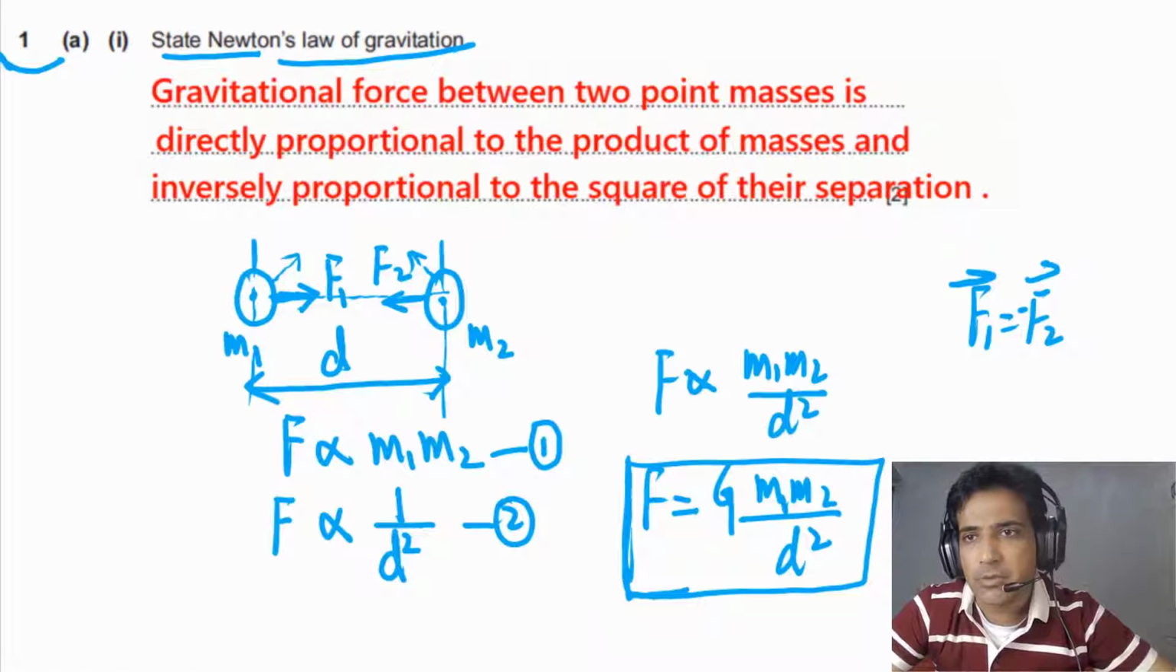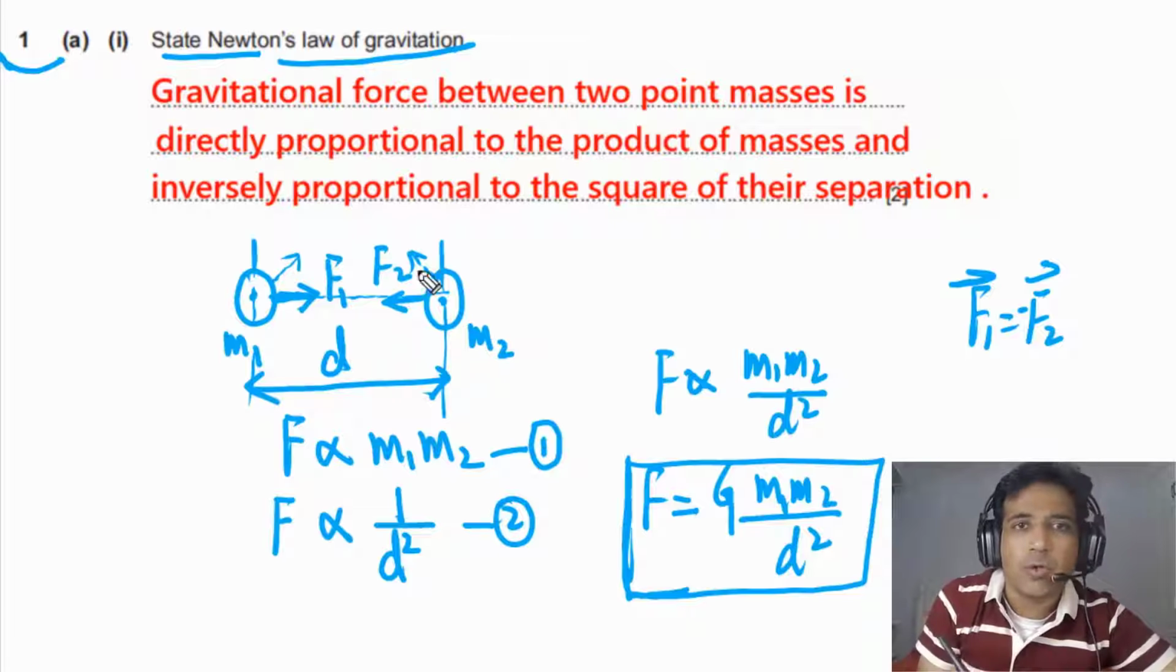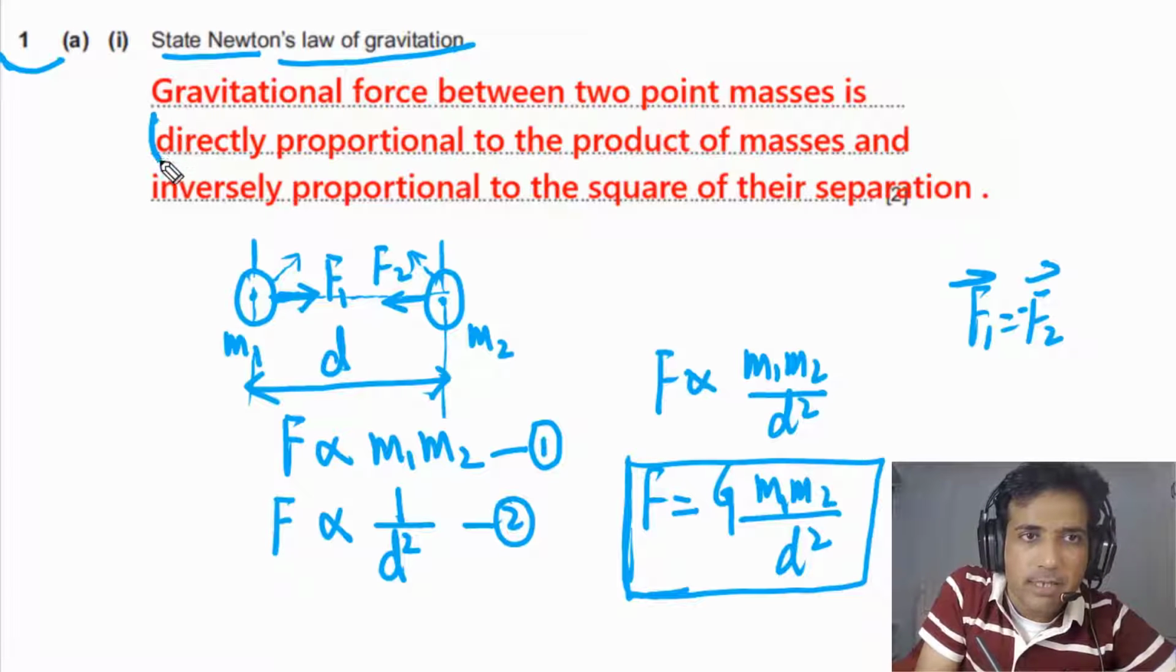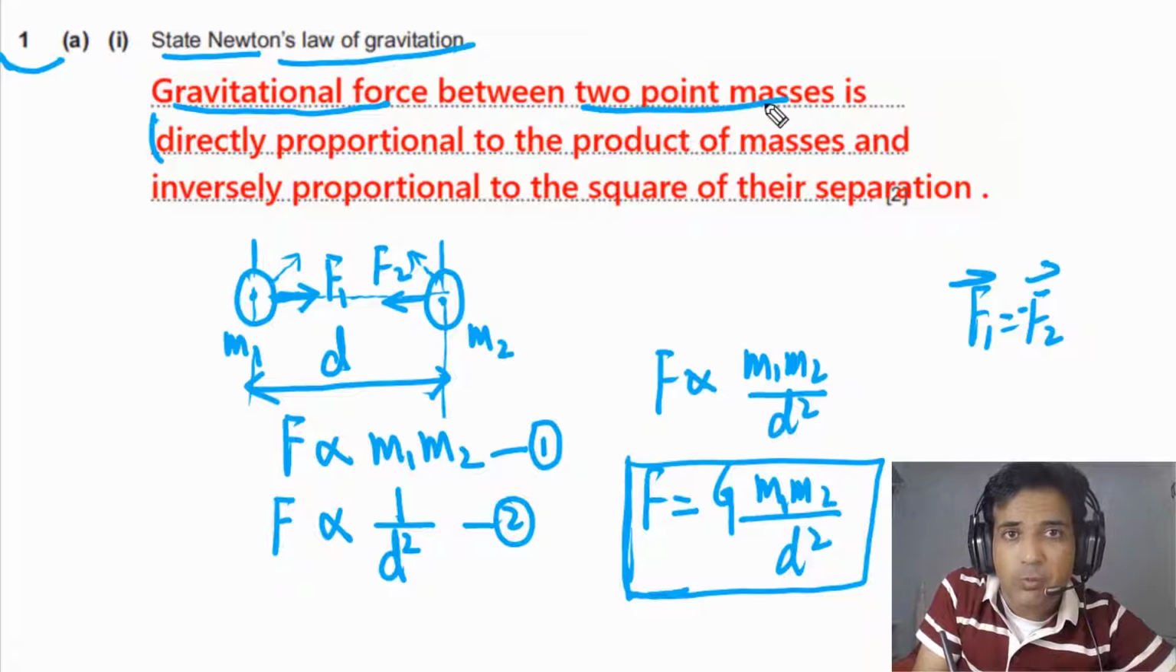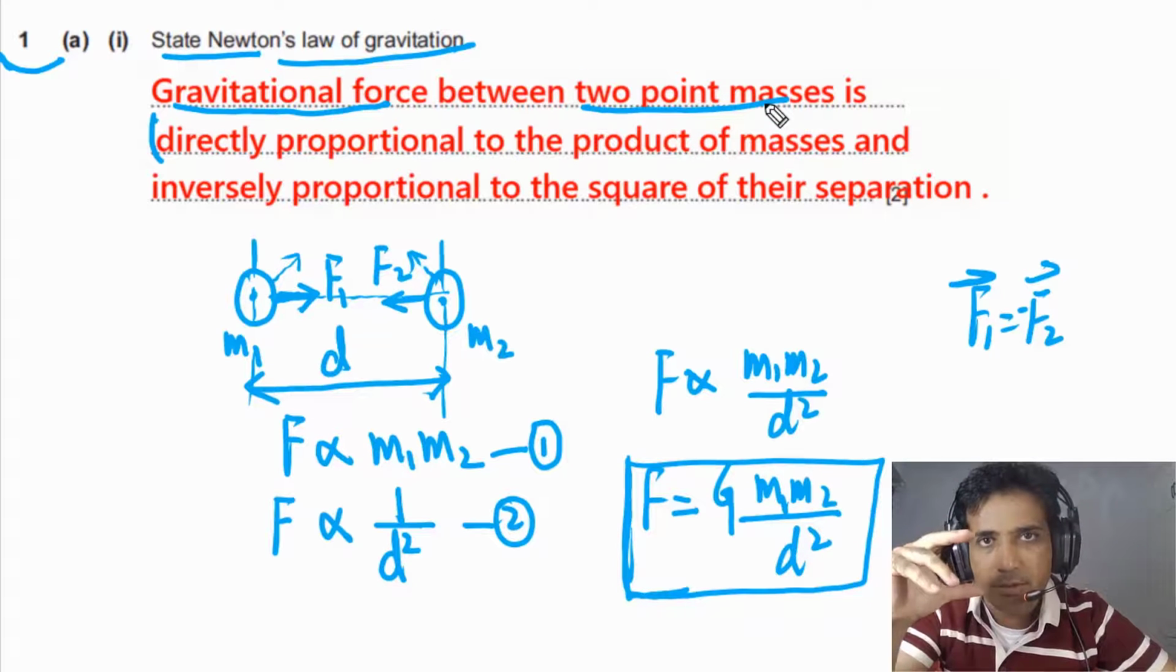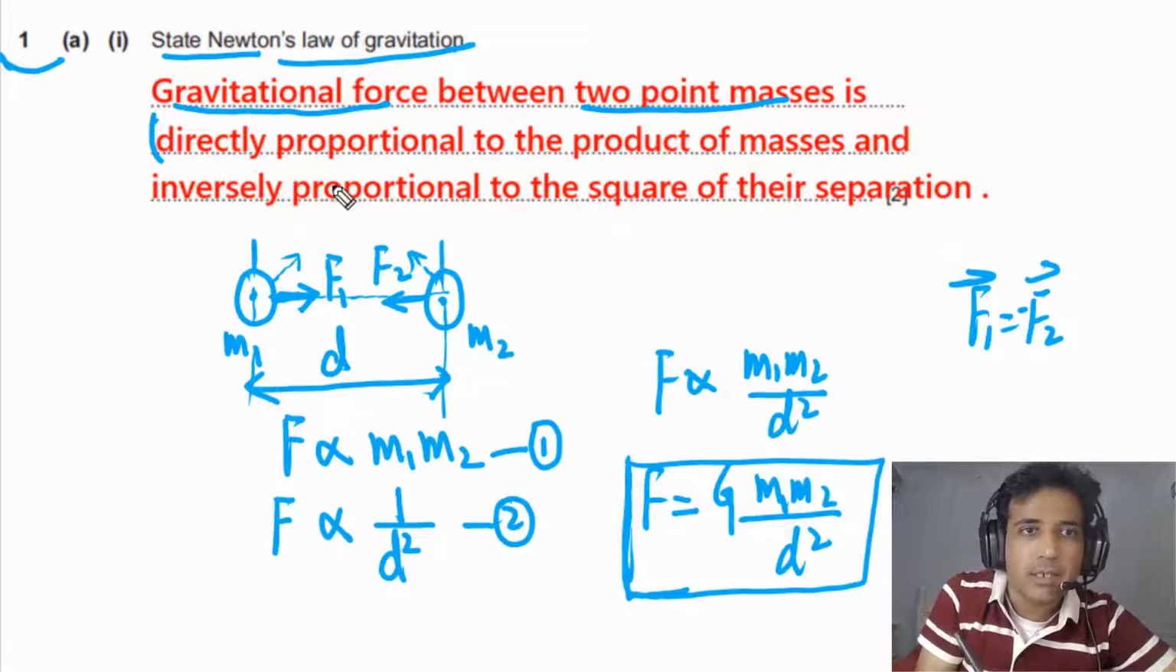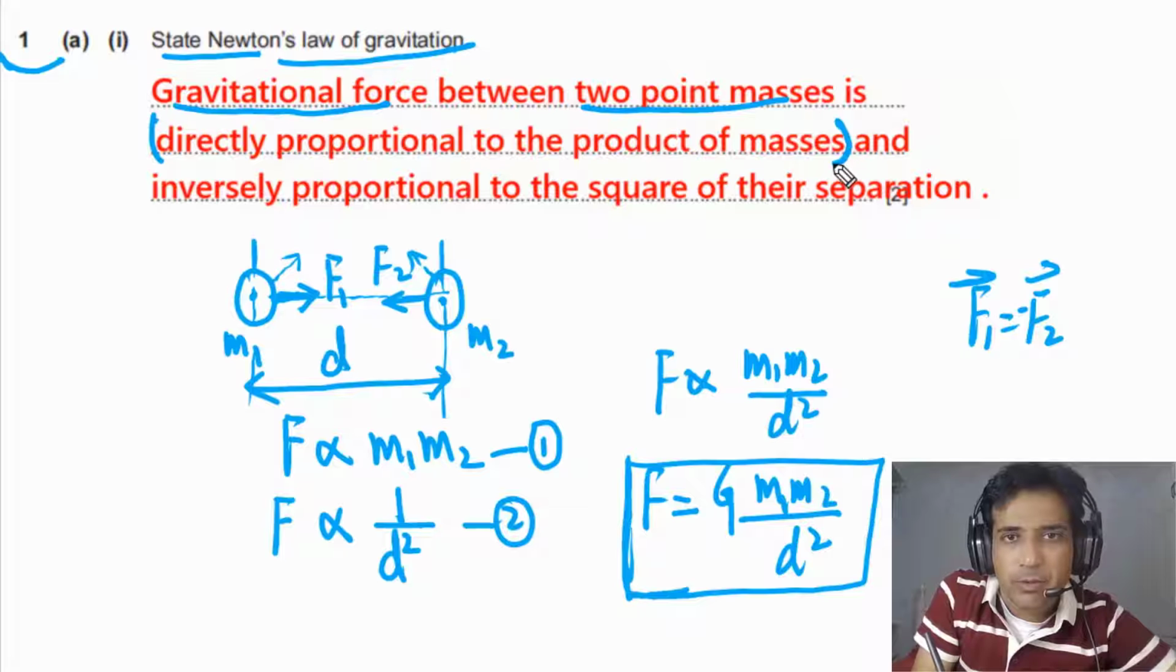This is how you can define Newton's law of gravitation. The first mark you will get if you have written gravitational force between 2 point masses. You have to be very clear. This law is only valid for point masses. So you have to mention point masses directly proportional to the product of their masses. You will get 1 mark, and that is the 1 mark.